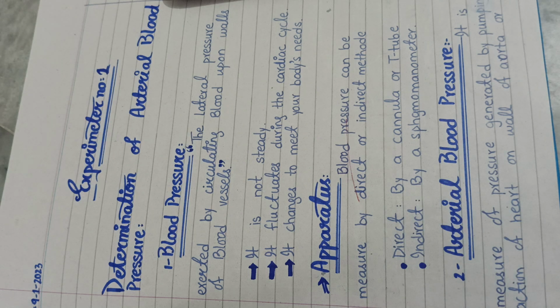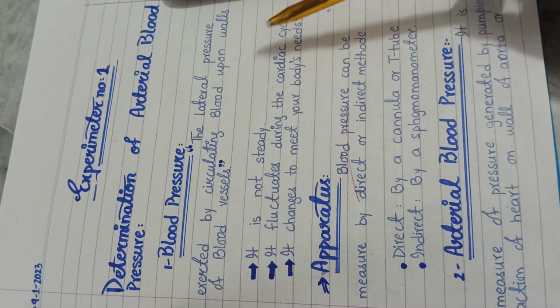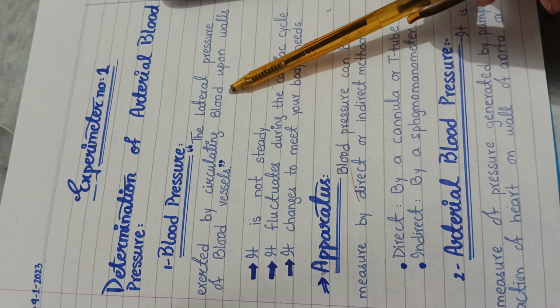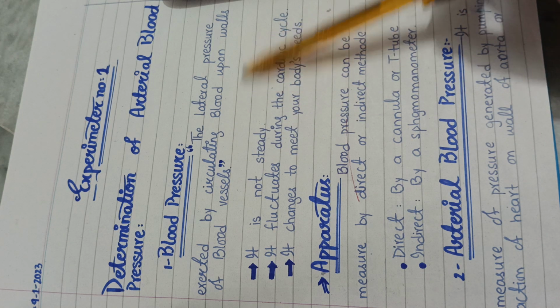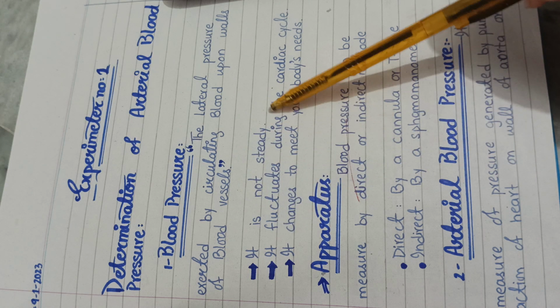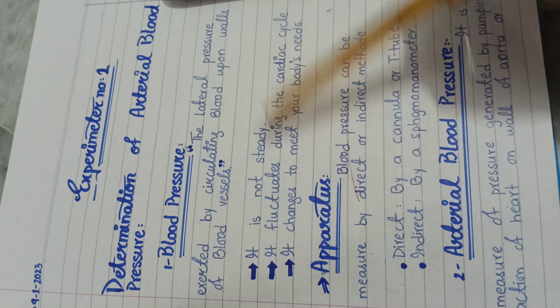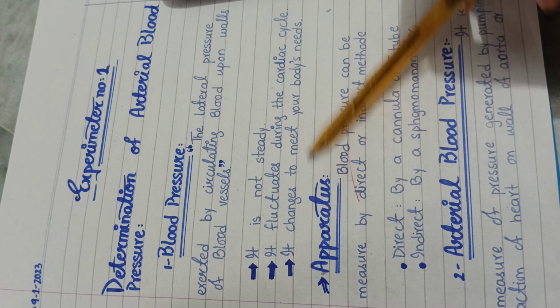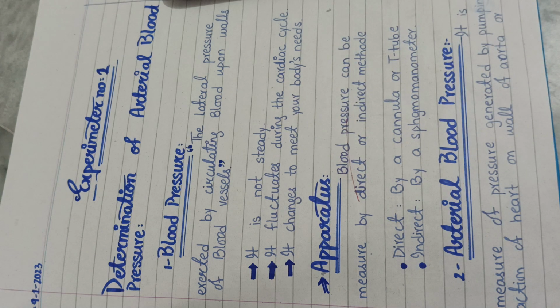So this is experiment number 2, and in this experiment we are going to determine arterial blood pressure. So what is blood pressure? It is the lateral pressure exerted by your blood onto the walls of arteries and blood vessels. It is not steady, it is constantly changing and fluctuating, and it changes due to your body's needs.